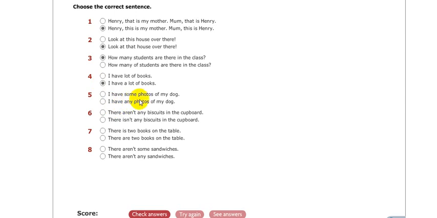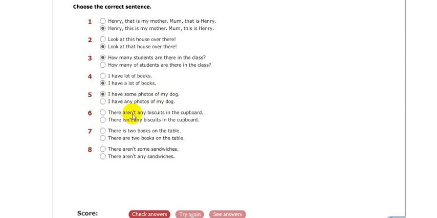I have some photos of my dogs. I have any photos of my dog. Since it is positive and not negative or a question, it is taking some.